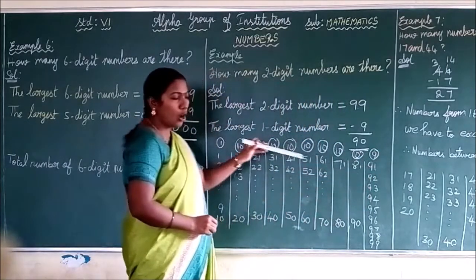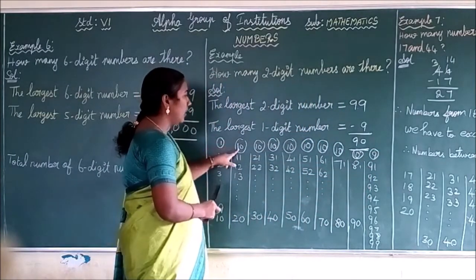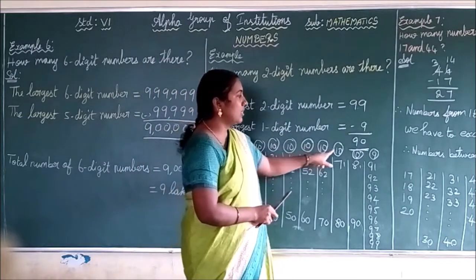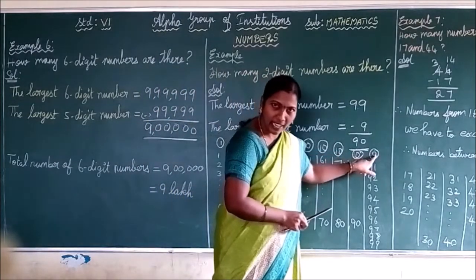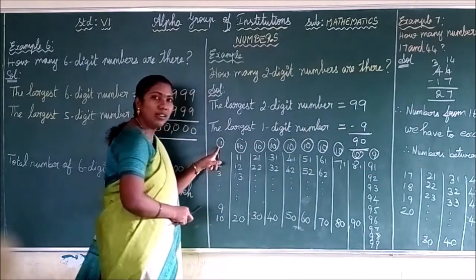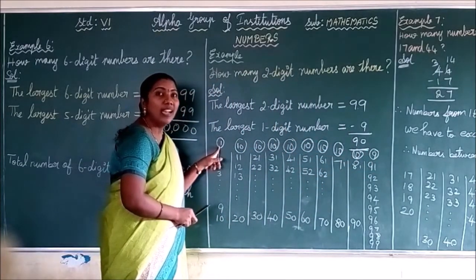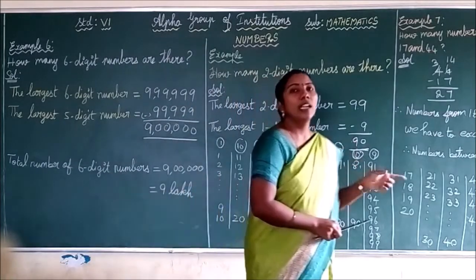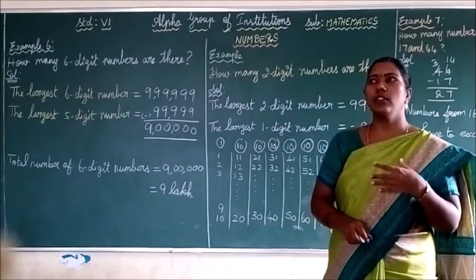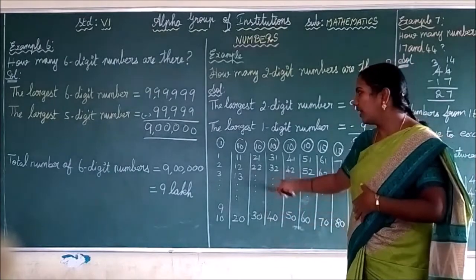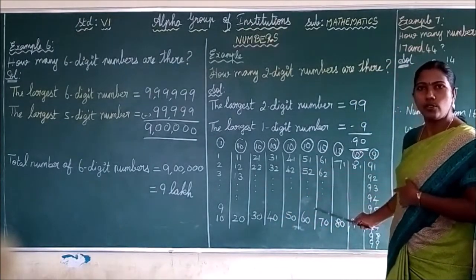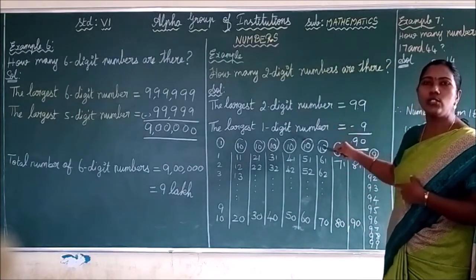Let us count the totals. 10, 20, 30, 40, 50, 60, 70, 80, 89 plus 1. What is the answer? 89 plus 1 is 90. Thus we get the answer 90. Is it clear, children? During the exam you don't need to write this explanation. I am writing this for your understanding purpose only. You have to write these 2 lines only.